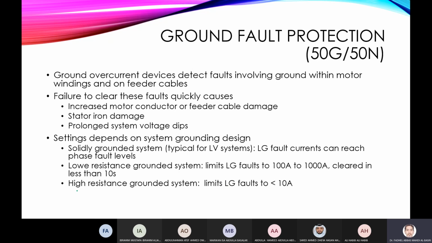And for high resistance grounded systems, the fault level is less than 10 ampere, and that's why sometimes it's difficult. You need to be very careful how you set the current pickup setting, so the fault current is not too high, it's too low. This is the primary current, it's not the secondary current.